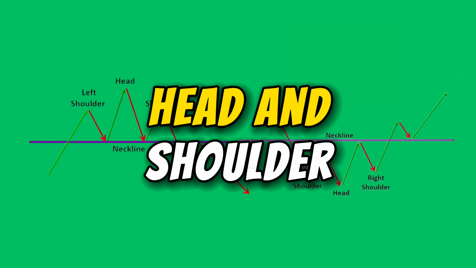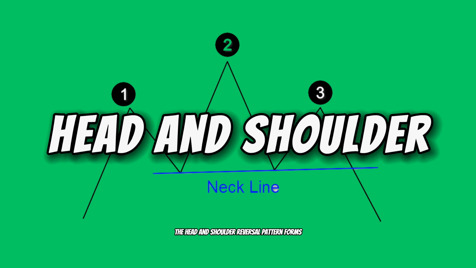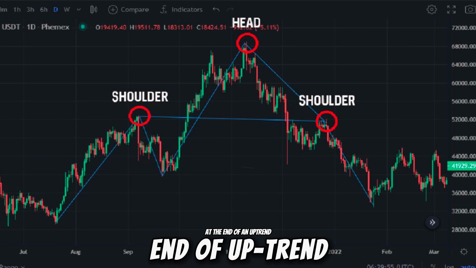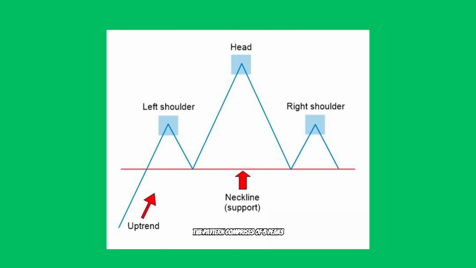The head and shoulders formation is the best indication for a trend change. The head and shoulders reversal pattern forms at the end of an uptrend, and its completion marks a trend reversal. Thus, head and shoulders patterns are top reversal patterns. The pattern comprises three peaks, with the middle peak, the head, being the highest, and the two flanking peaks, the shoulders, being lower and roughly equal.